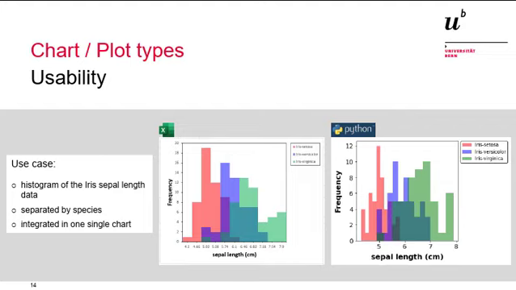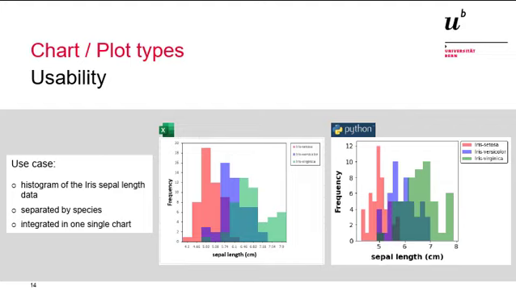Now imagine you want to do a histogram of the iris sepal length data. It should be separated by species and it should be integrated in one single chart, which means that you have 3 histograms in one chart. It should look like depicted here at the right side in Python, and I tried really hard to get that thing also working in Excel, as you can see it here.